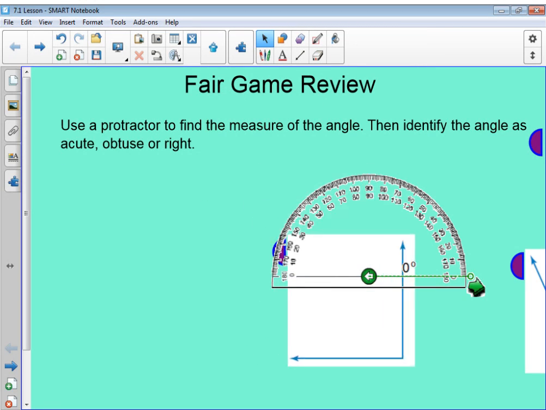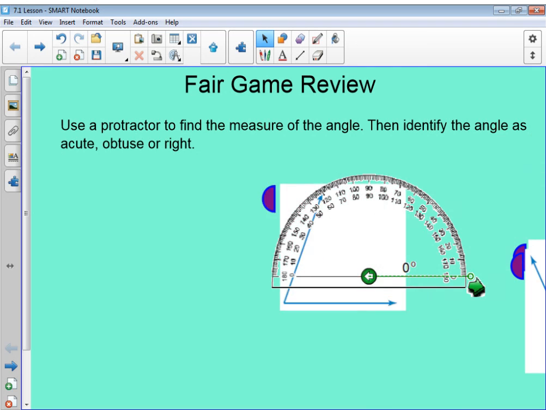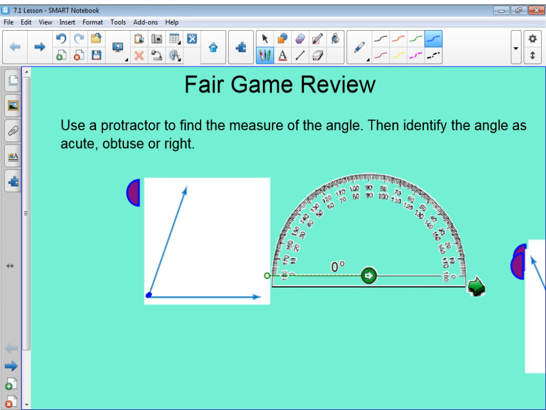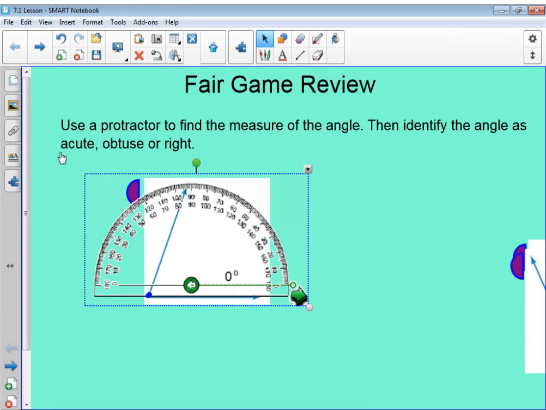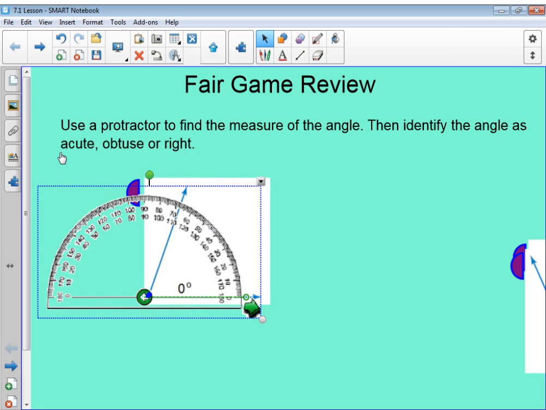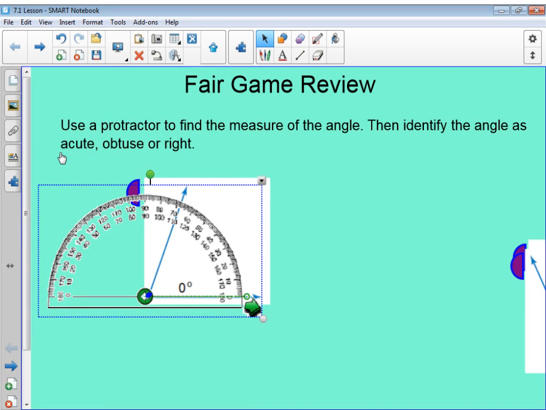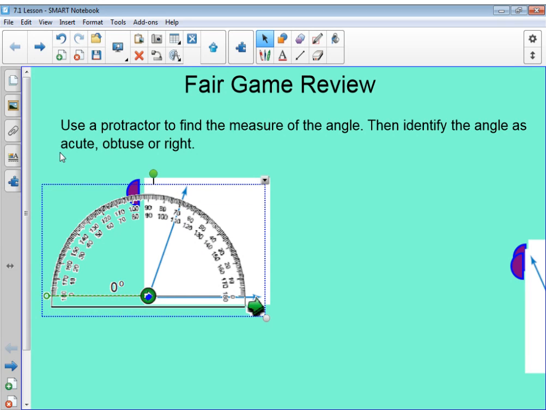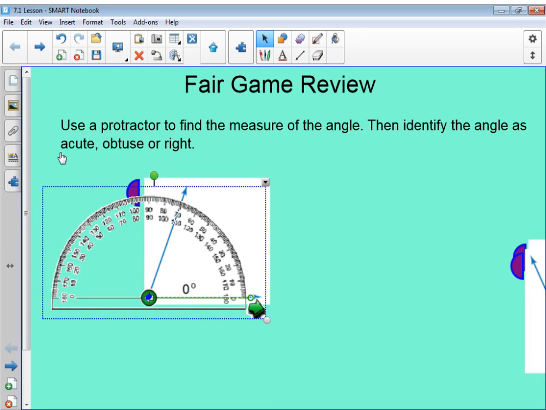Okay, so our first step is to line up the center of our protractor on our vertex or the center of our angle. Then we need to make sure that our bottom line is lined up on our bottom line of our angle. Okay, mine keeps jumping just slightly. There, it's lined up. And then we're going to identify which set of numbers we're going to use.